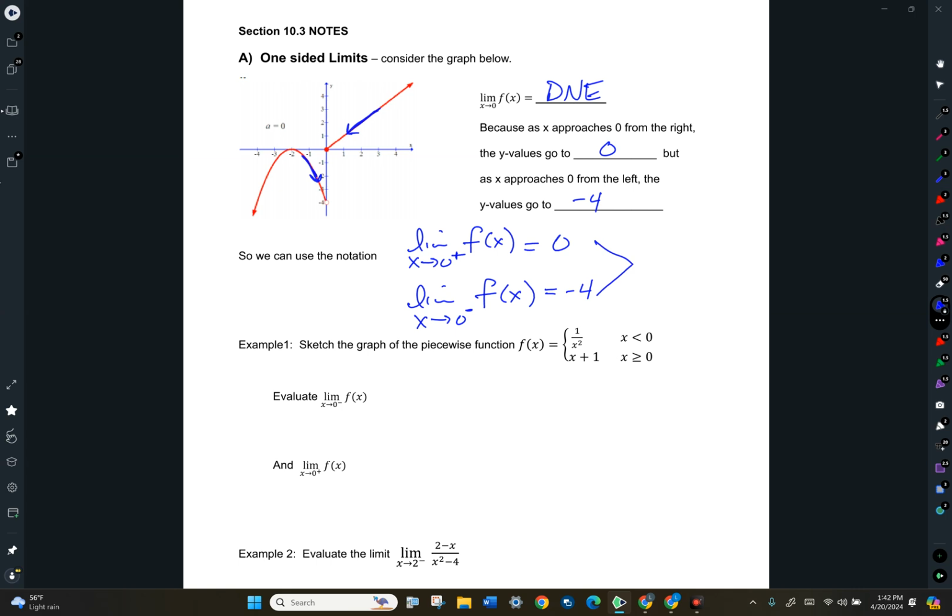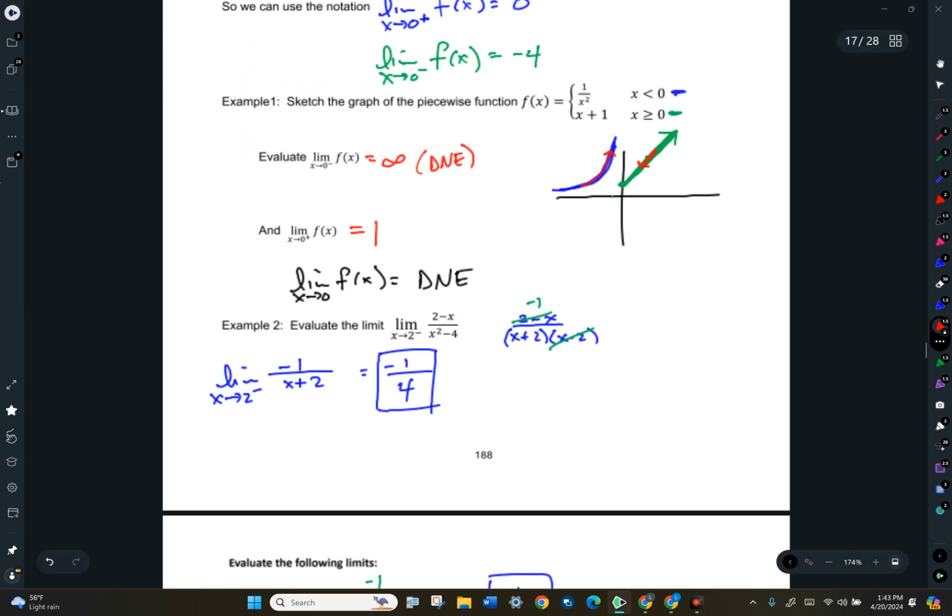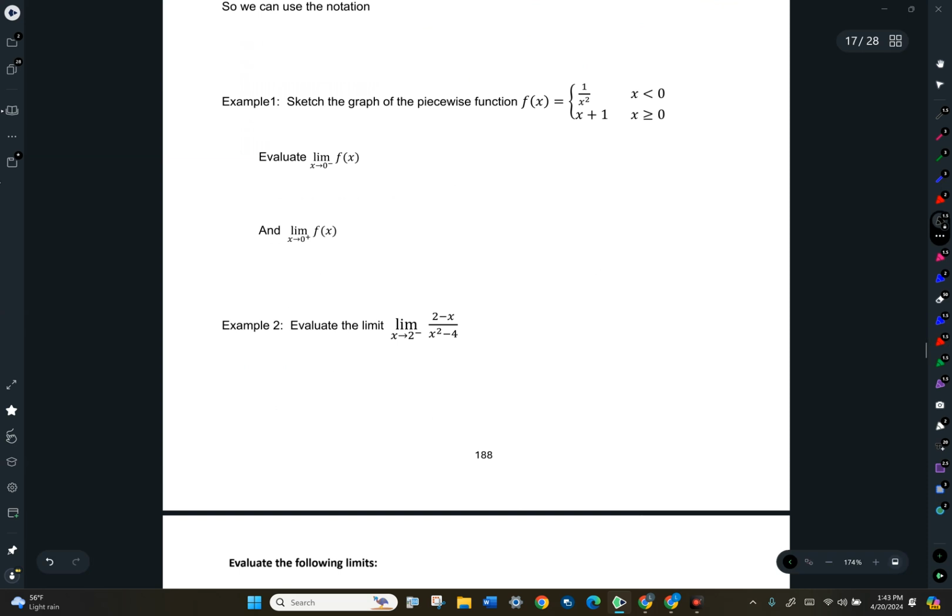And it's because those two numbers are not the same that the overall limit as x approaches 0 of this function does not exist, right? Because the left doesn't equal the right. Okay. So look at my next example. It says, sketch the graph of the piecewise function. So first we're going to draw this graph, and then we're going to answer these next two limit type questions.